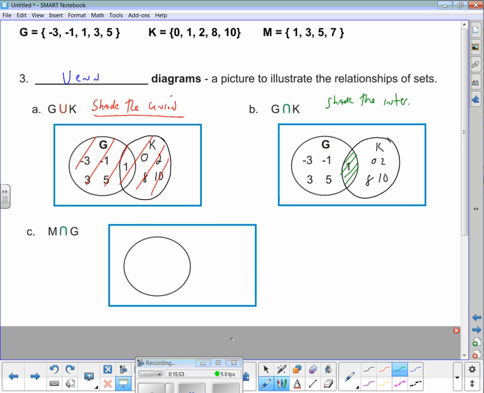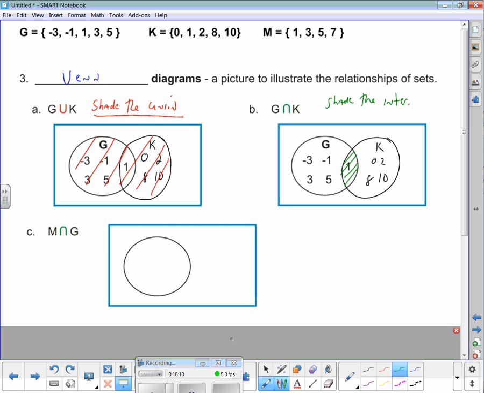All right, so here now, M and G, what's that symbol? Union and intersect. Hopefully you think intersect. So we need to do M intersect G. All right, I want you to pause the video and go ahead and do it yourself, and then I'll come back, all right? But if you don't pause, I'm just going to keep going. All right, here we go.